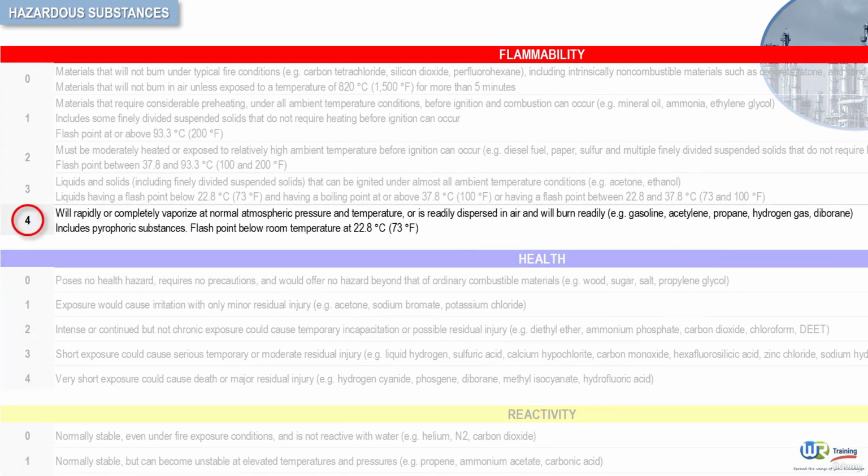For example, a flammable chemical rated 4, as seen here, corresponding to a severe hazard, will rapidly or completely vaporize at normal atmospheric pressure and temperature, or is readily dispersed in air and will burn readily. Examples of highly flammable substances include gasoline, propane, and hydrogen gas, just to name a few. This category also includes pyrophoric substances such as triethyl aluminum, for which the destructive potential was discussed in a previous video.